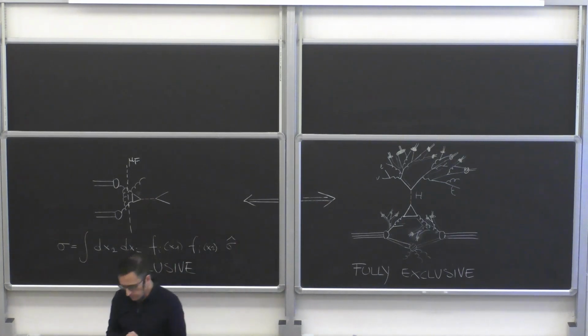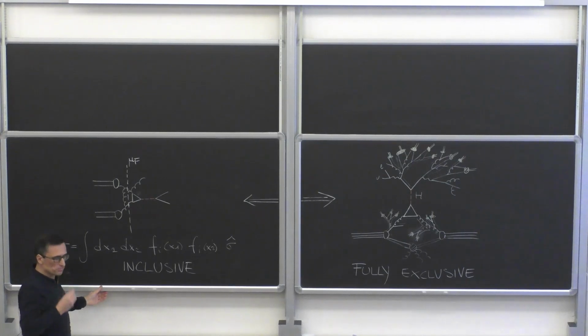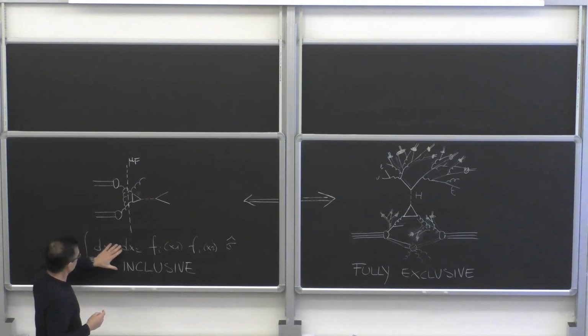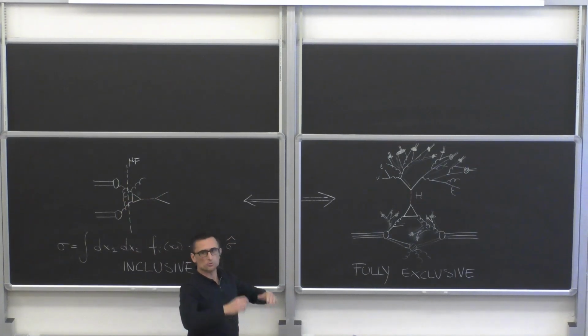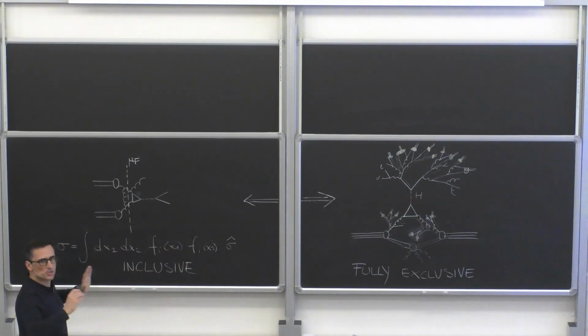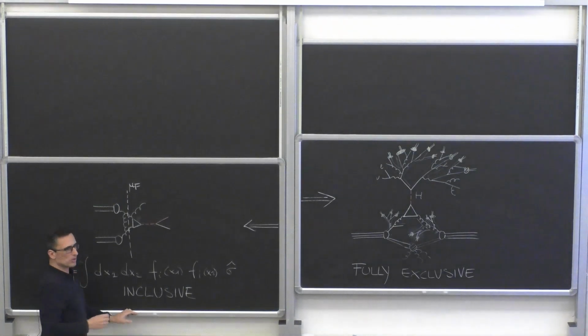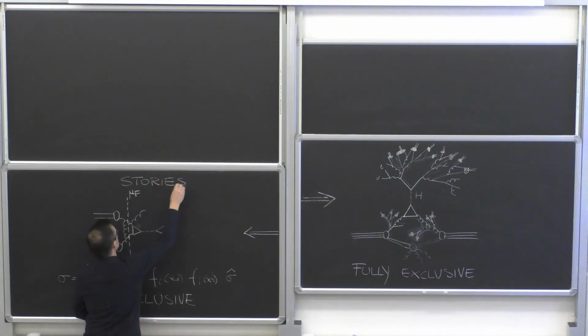Okay, so one way I particularly like to see it is, as an example in my mind, when I talk about inclusive, I mean that I'm summing over many final states with many possibilities, right? So for example, here I include 100, 101, 102, 103 values in all directions and so on. So here I'm very much summing over final states, okay? Summing over what I call stories, okay?